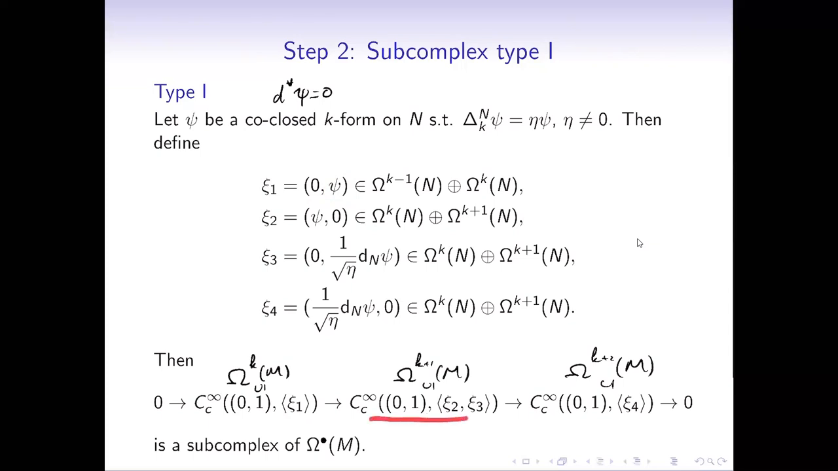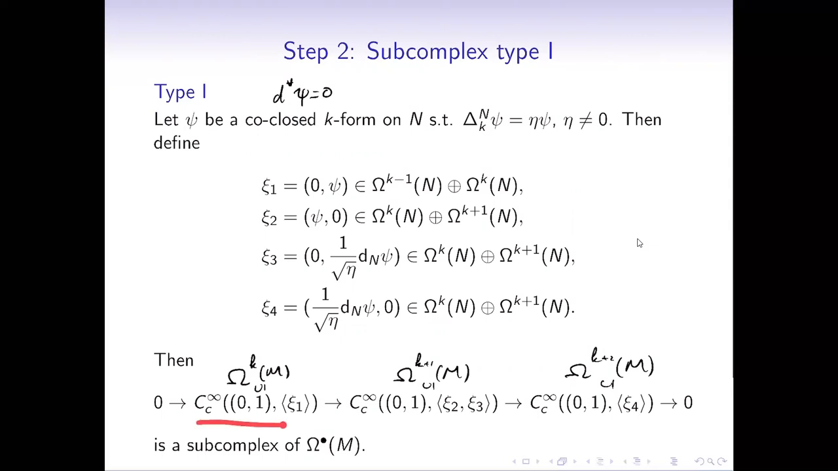For this middle one, we have two contributions because we want this to be a subcomplex. We have both psi comma 0, so that's a k-form in the first slot, which means it's a (k+1)-form on M because we wedged this dx on it. And we have the d of psi. And then finally, we have the d of psi in the first slot, and this 1 over root eta, where eta is its eigenvalue. This is just a nice normalization that makes things a bit nicer. And it turns out that this is a subcomplex. Oh, well, you can see that this is a subcomplex, right?